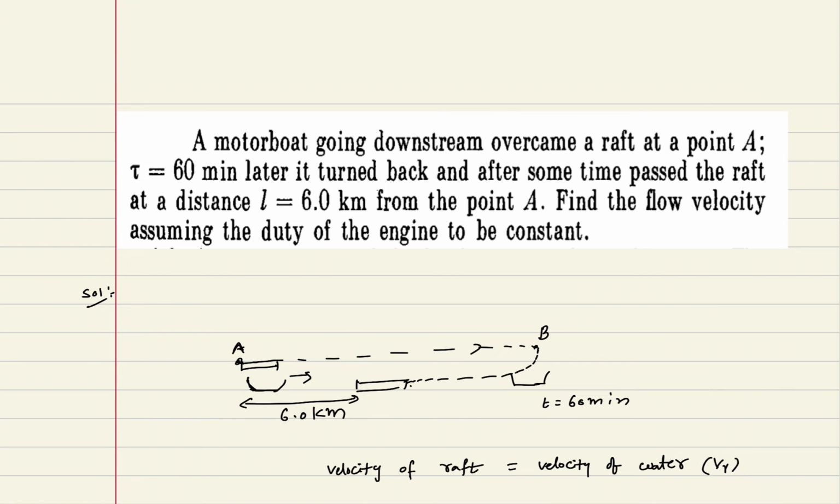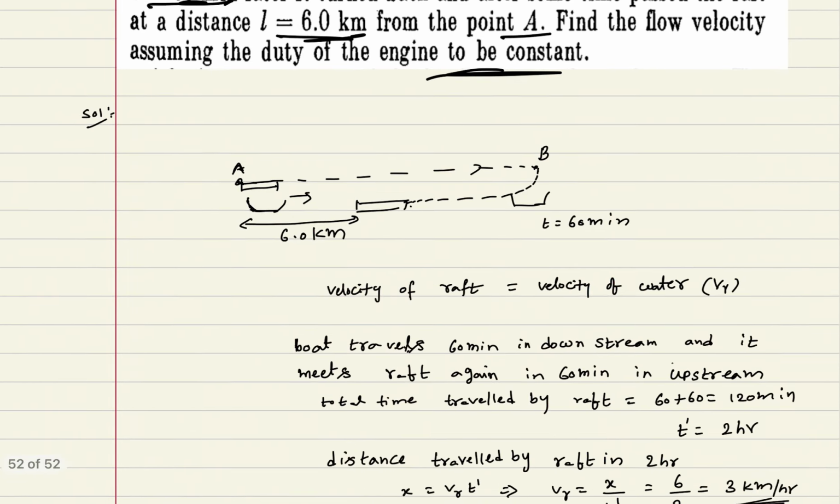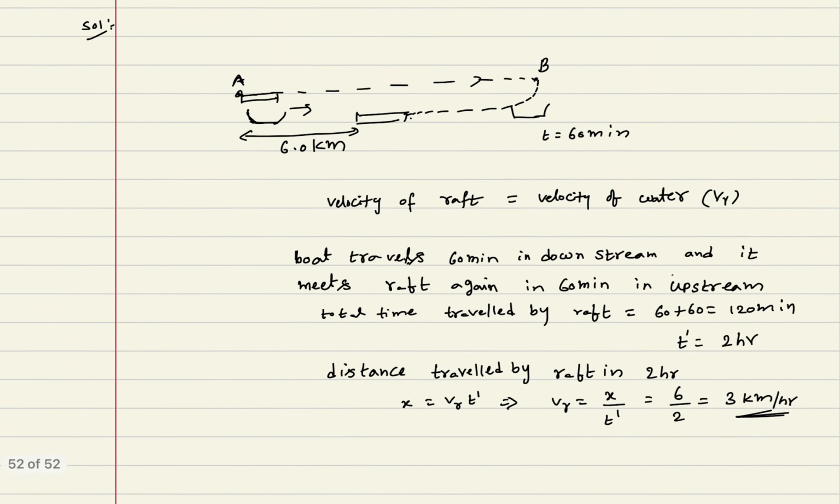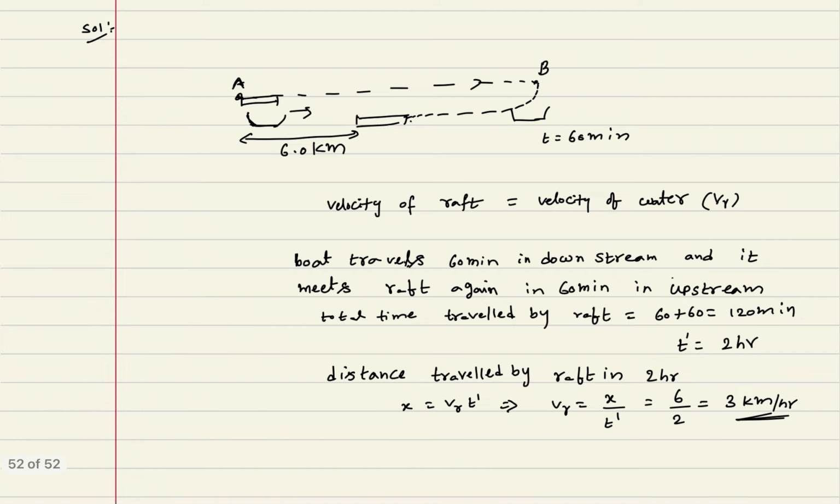I have taken one question from Irodov. A motor boat going downstream overcame a raft at A. Tau is equal to 60 minutes later, it turned back and after some time passed the raft at a distance of 6 kilometers from point A. Find the flow velocity assuming the duty of the engine to be absent. That's what the question actually says.